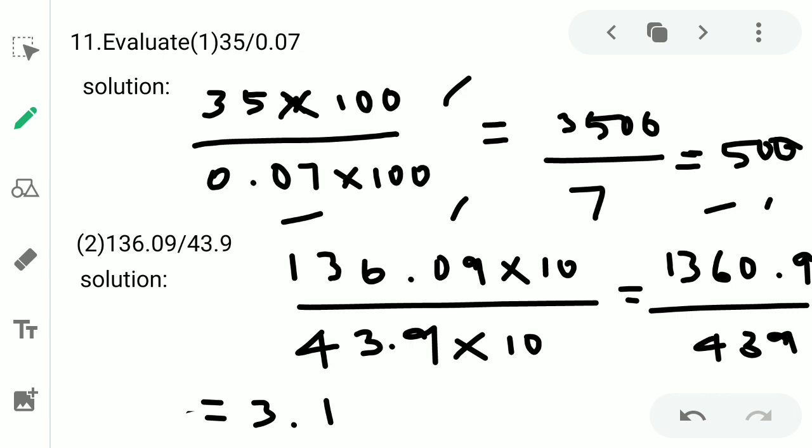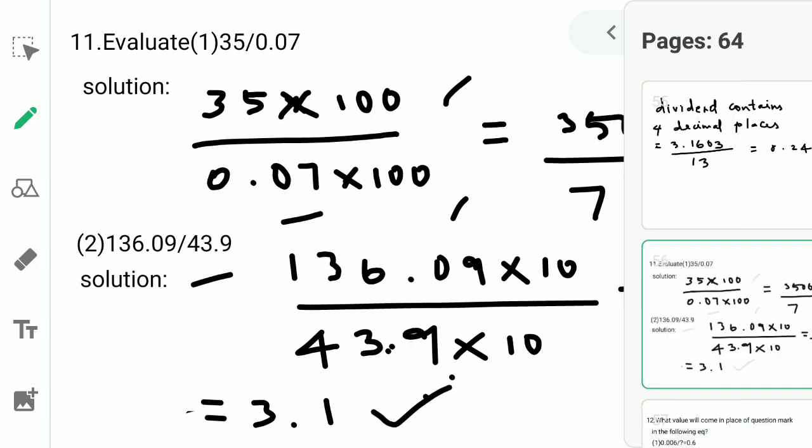Second one, 136.09 divided by 43.9. So in this denominator, after the point you have 1 digit, so multiply by 10 and 10. Since the point remains here, anything you have to divide anyway. So 3.1 is the answer.